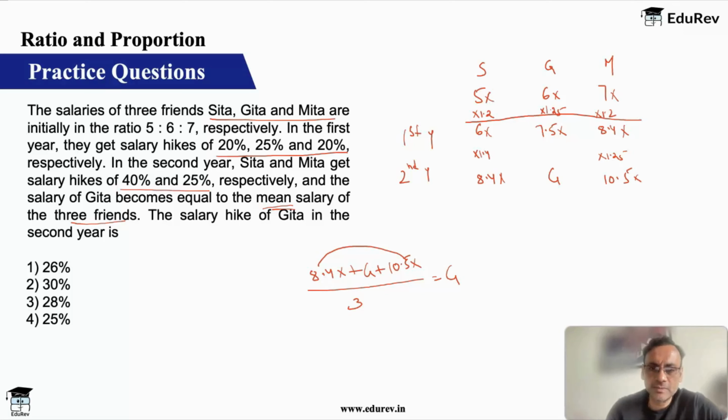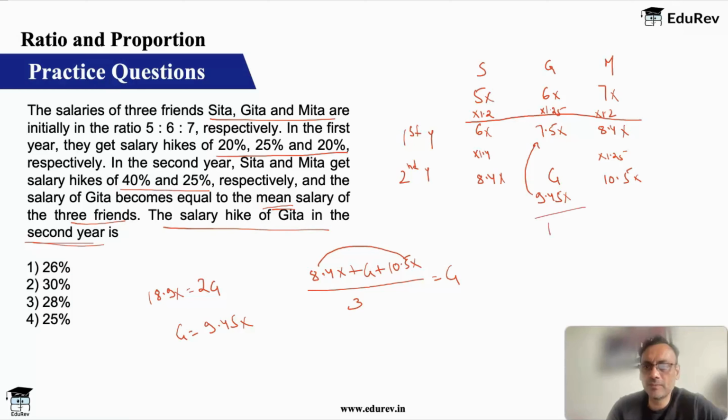So 8.4 plus 10.5 will be 18.9. 18.9x is equal to 2G, or G is equal to 9.45x. So Geeta's salary will be 9.45x. Okay. So the salary hike of Geeta in the second year is how much? If you subtract these two, you will see that the hike is 1.95x. Okay, 1.95x over 7.5x. So the hike percentage is 1.95 upon 7.5.